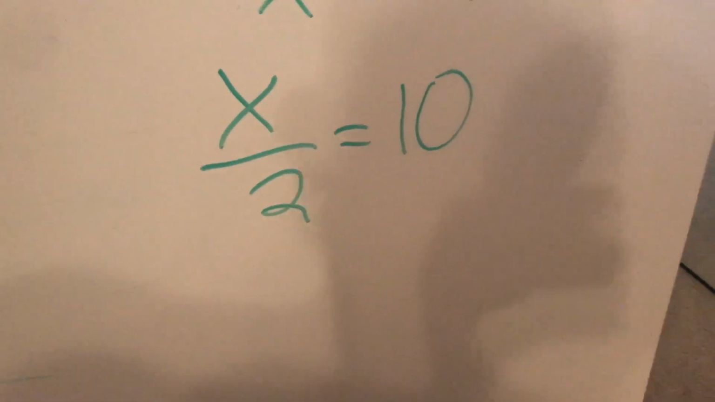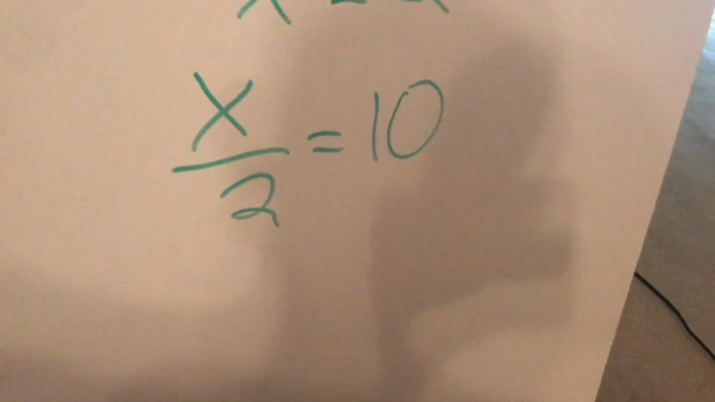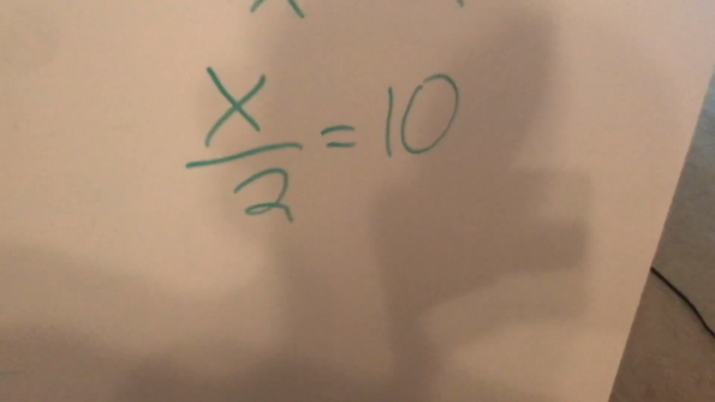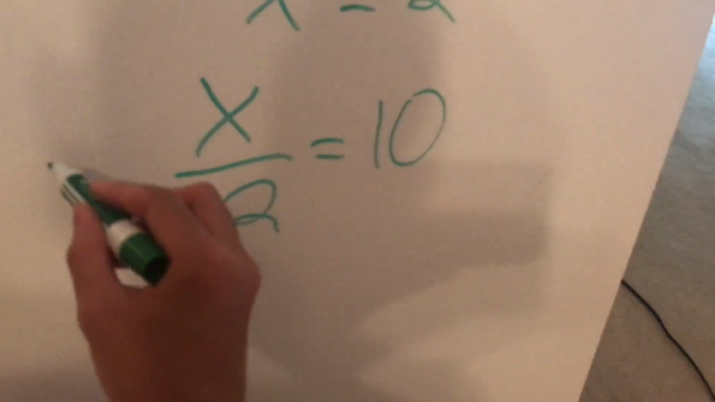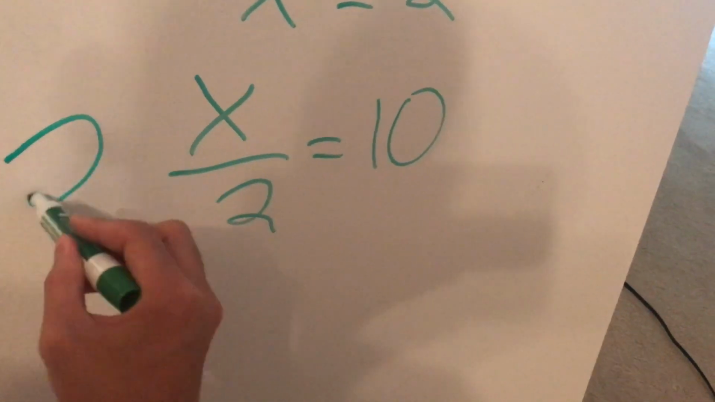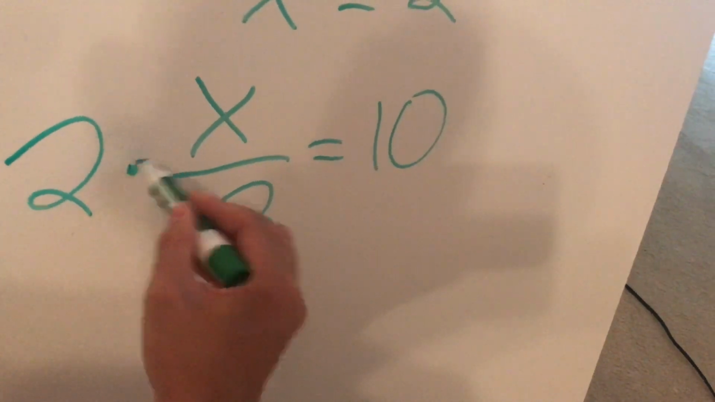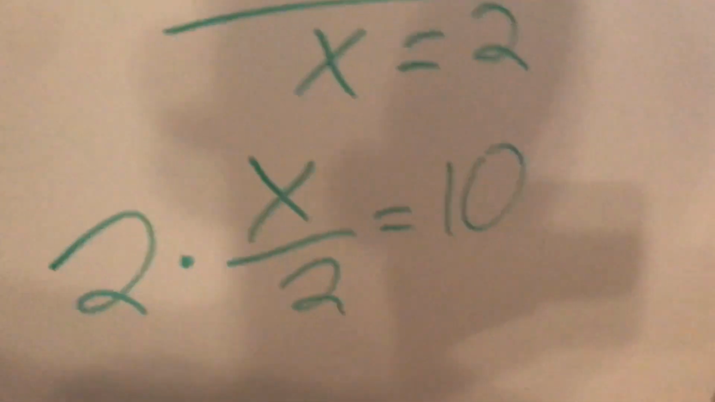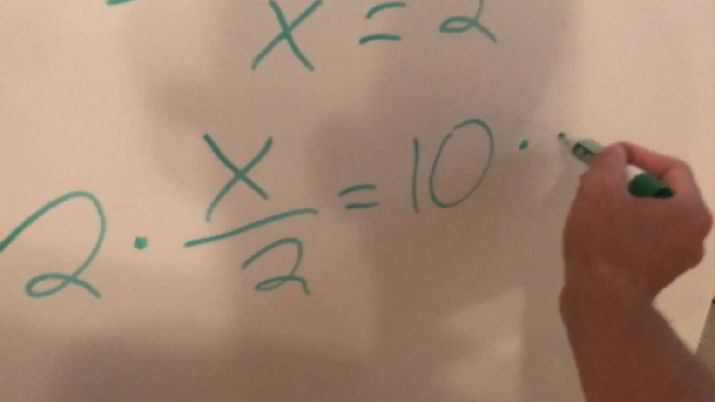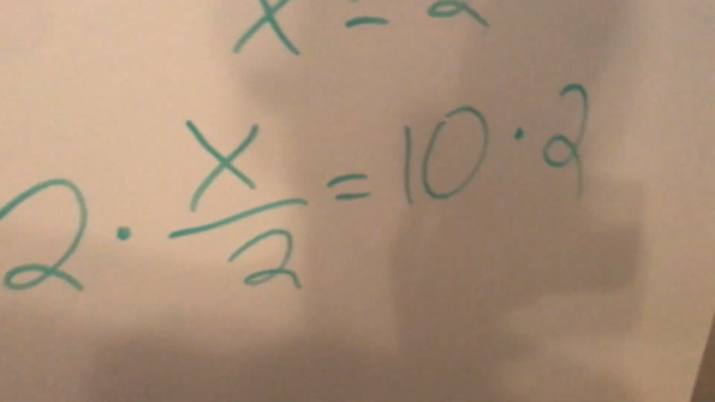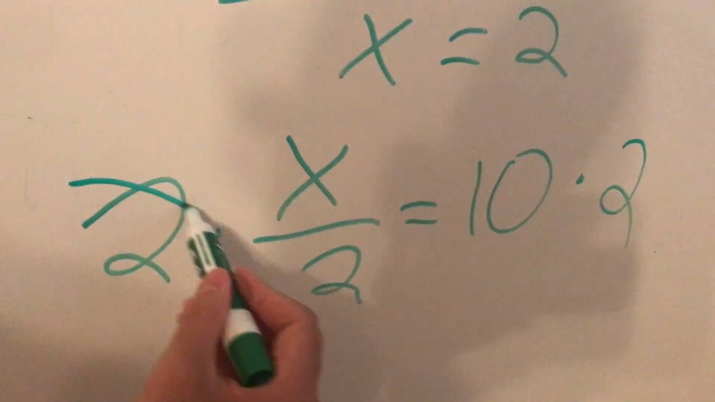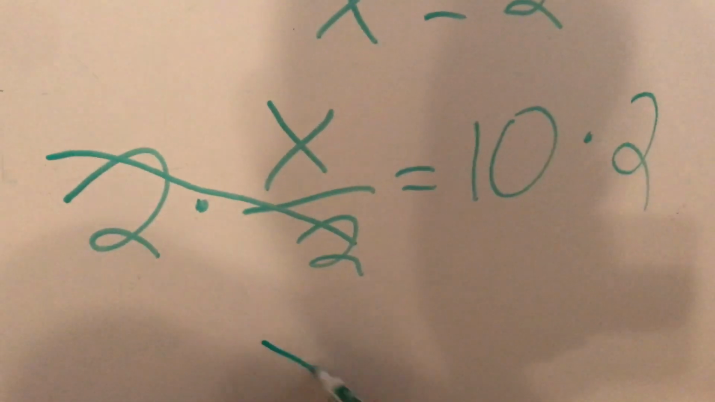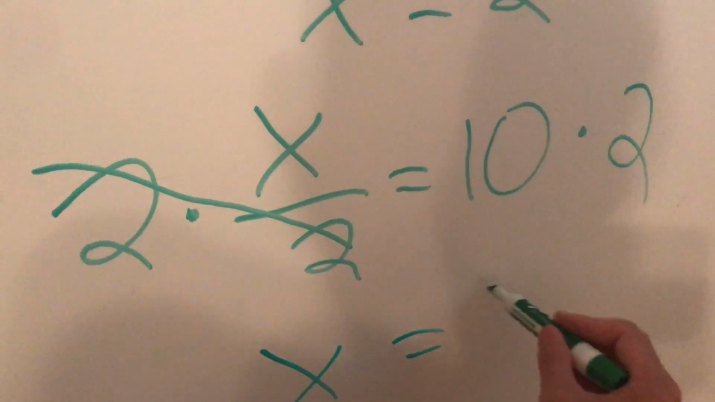Now, lastly, we have x divided by 2 equals 10. In order to solve this, you do the opposite. So the opposite of division is multiplication. So let's multiply this little dot thing. That means multiply this side by 2. What you do on one side, you do to the other. So on this side, the 2's cancel out, and you get the variable by itself. And over here, you get 20.